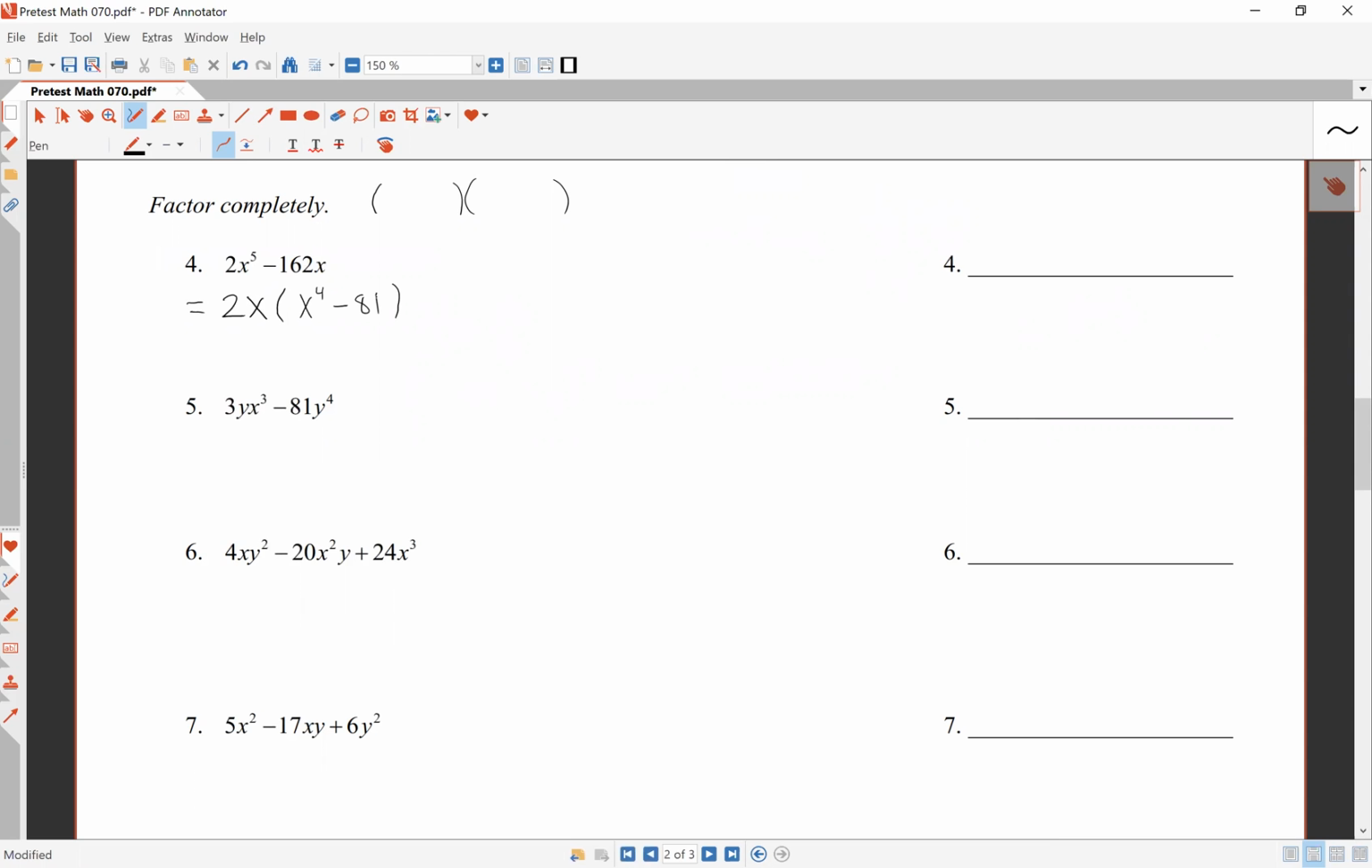Now we look and see what we have left over. The 2x is a greatest common factor that gets factored out, and x to the 4th minus 81 is a difference of two squares. For a difference of two squares, you take their square roots, and you subtract them and you add them, and that's their factorization. So the square root of x to the 4th is x squared, and the square root of 81 is 9. So we're going to subtract those and add those.